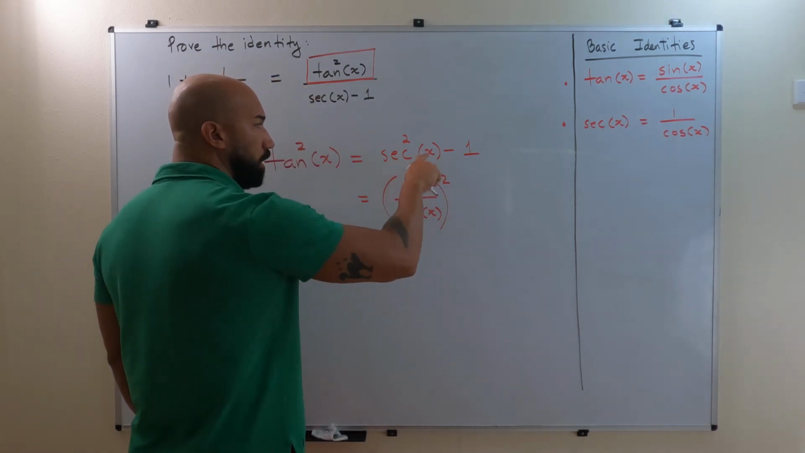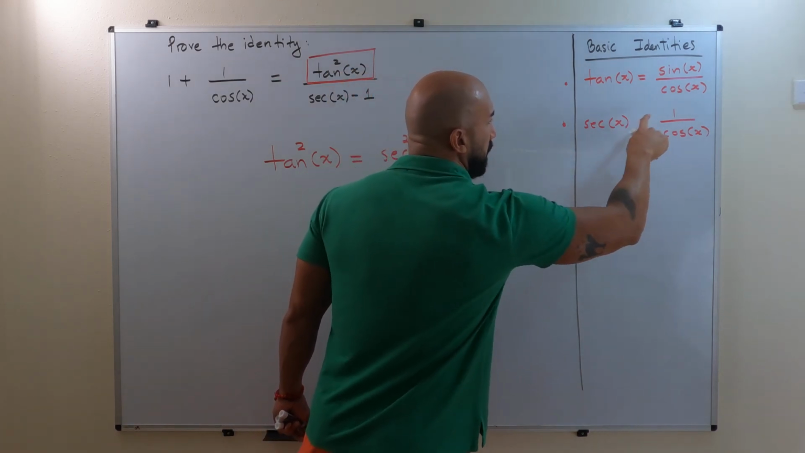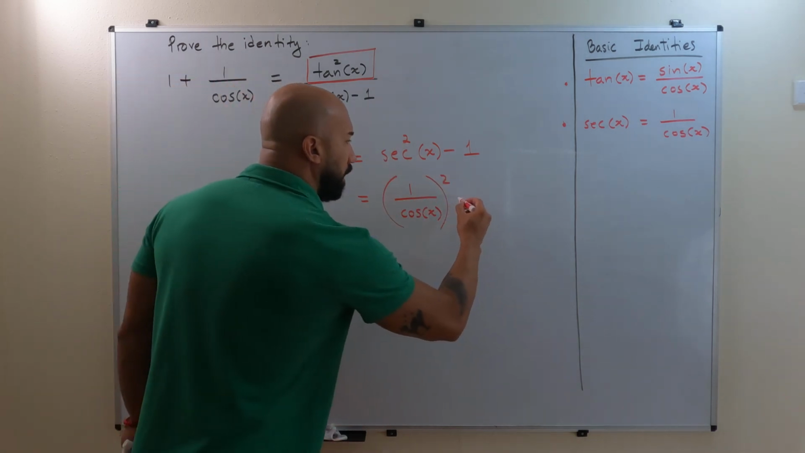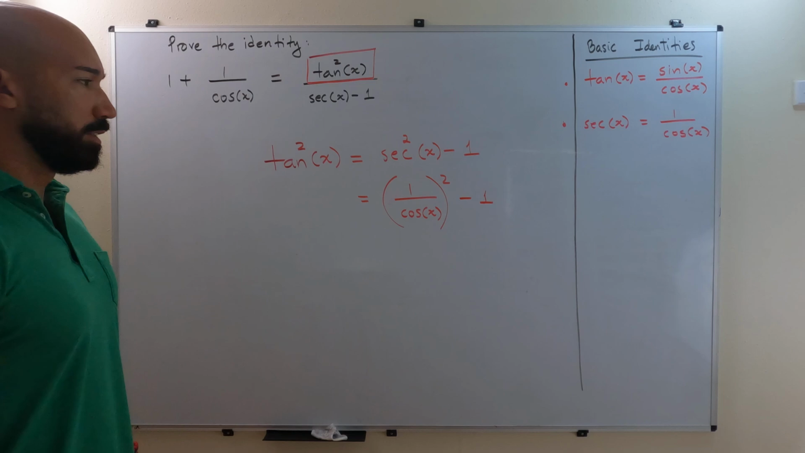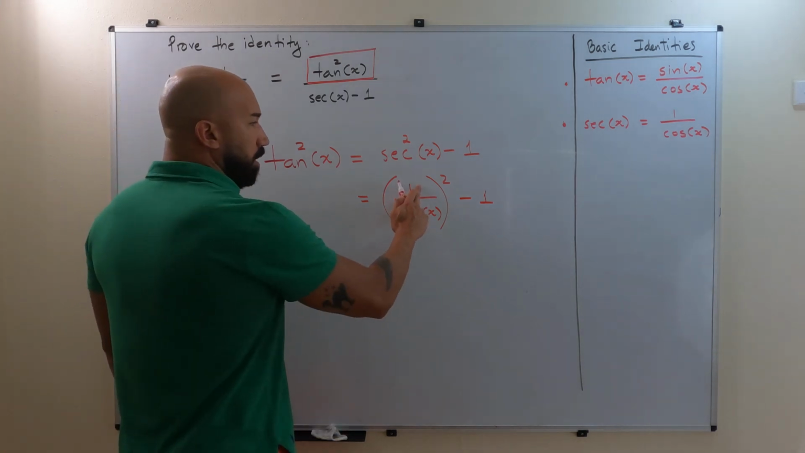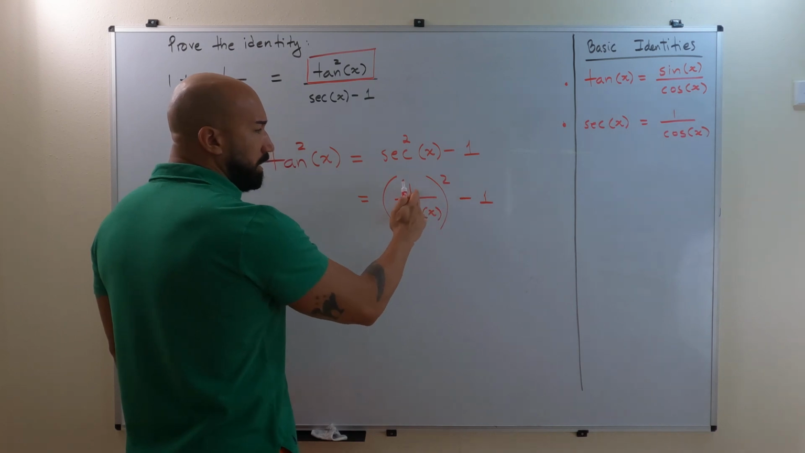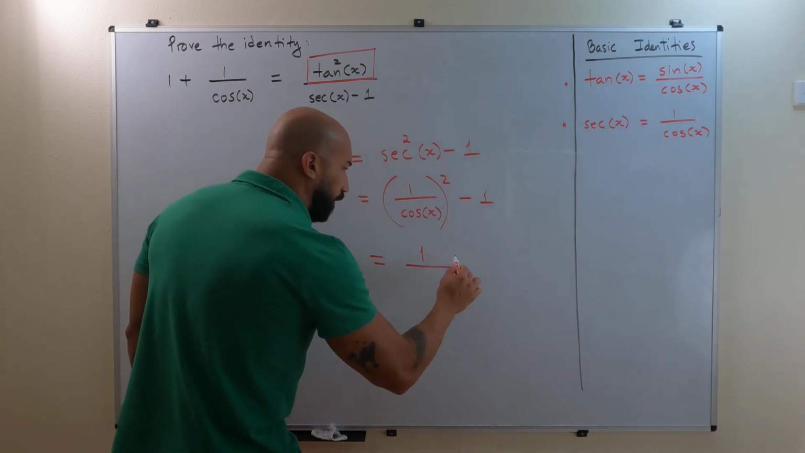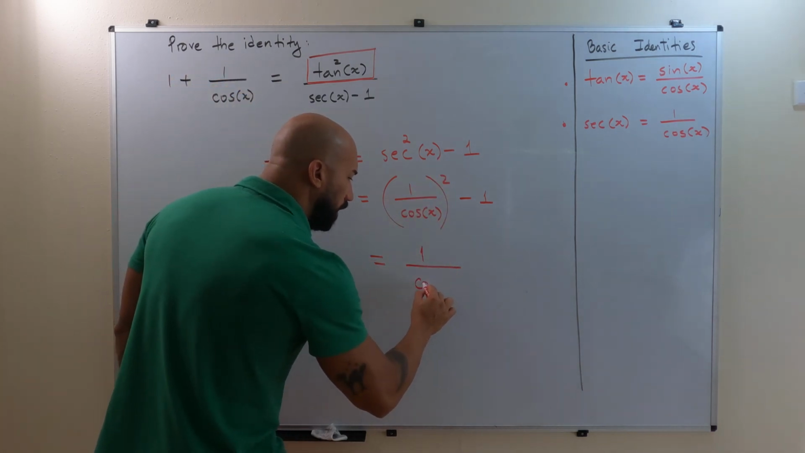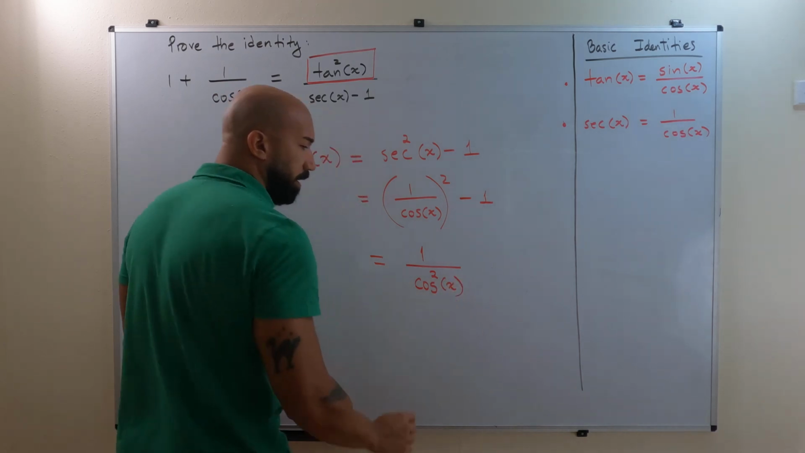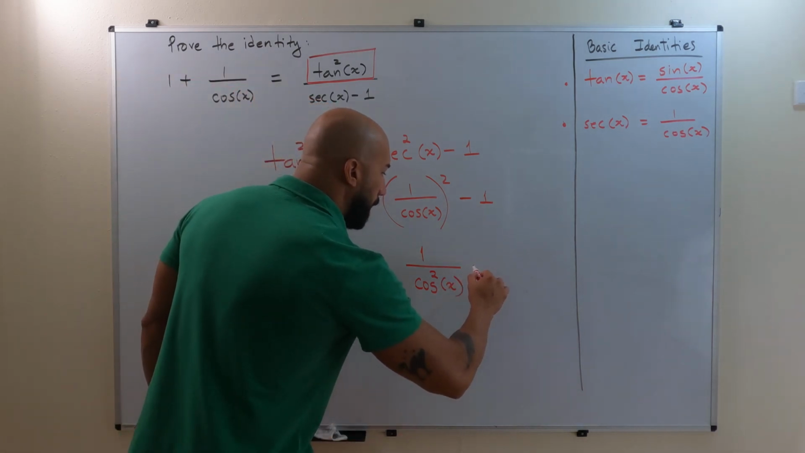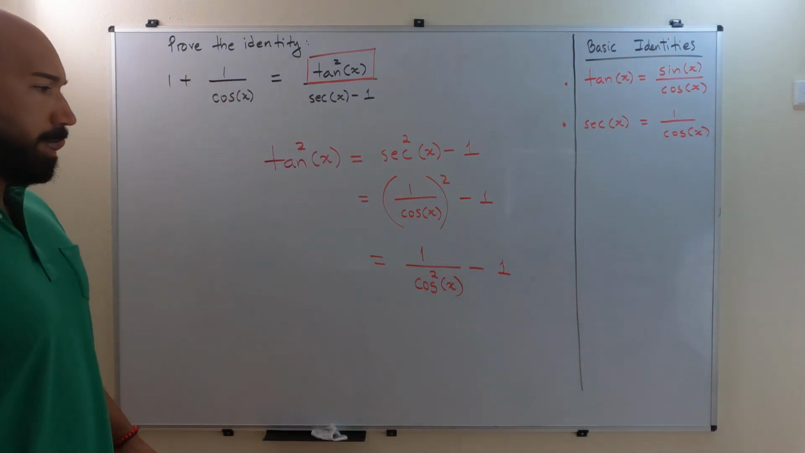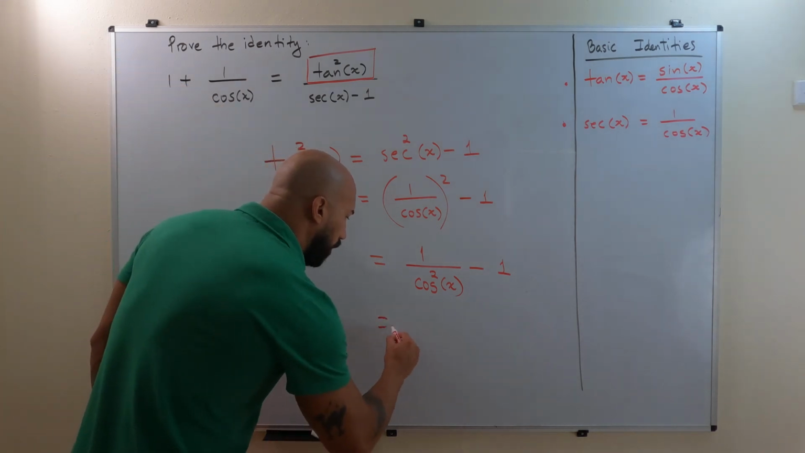Because what I'm doing is I'm taking just the secant and expressing that secant as 1 over cosine of x. So this square stays outside and this minus 1. But if we raise a fraction to a second power, this is basically the square of the numerator. So 1 squared is 1 over the square of the denominator, which is cosine squared of x minus 1. Okay?